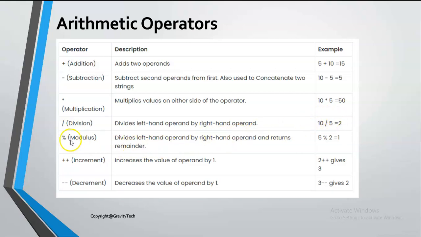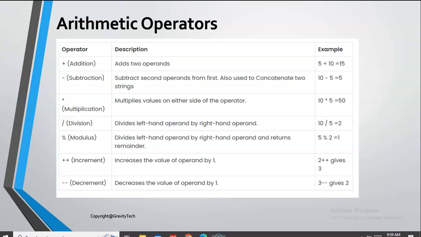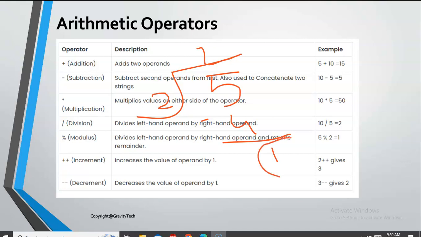Now percentage, that is modulus. It divides the left hand operand by the right hand operand and returns the remainder. Now let's say in this case 5 % 2, right? What exactly is it going to do? So it will divide 5 by 2. So 2 twos are 4 and what remains is 1. So this is what we call the remainder.